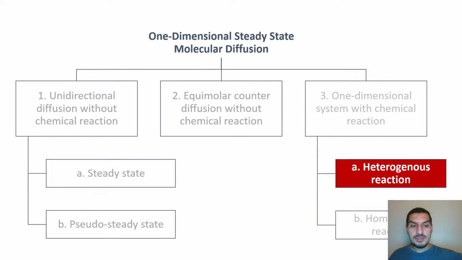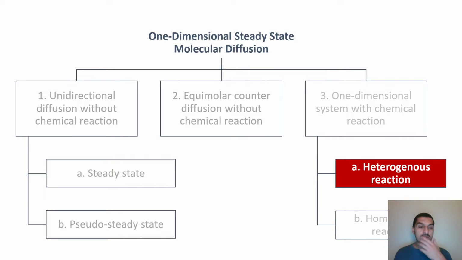Hello everybody. In this video we're gonna start talking about the one-dimensional steady-state molecular diffusion in case of having a chemical reaction. And in this case we will discuss two different types of systems. One system is called a heterogeneous reaction, and the other is what we call a homogeneous reaction.